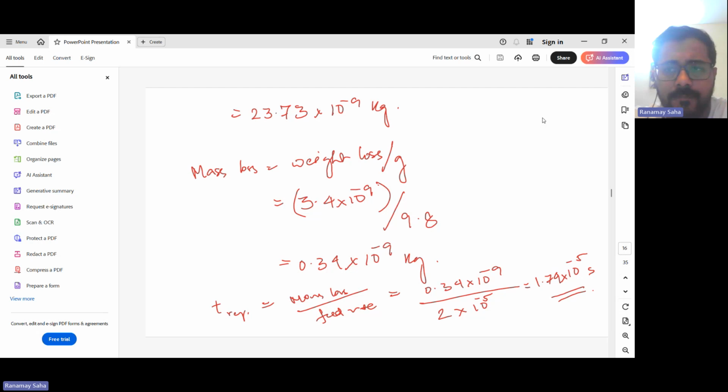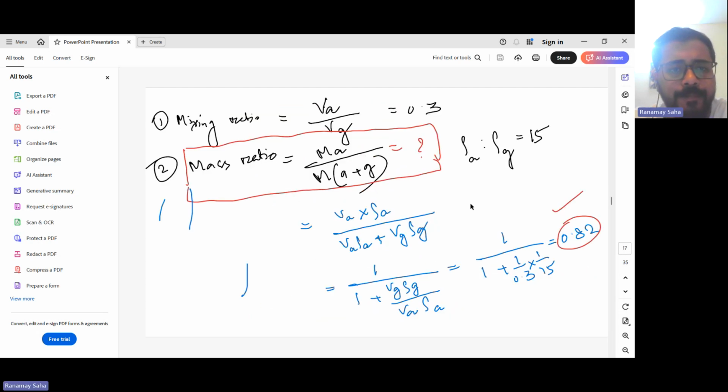Let's move to the next question then. Before that, let's talk about two concepts called mixing ratio and mass ratio in abrasive jet machining, or maybe abrasive water jet machining. Here the mixing ratio is the volume of abrasives to the volume of gases, or maybe water in case of water jet machining. And the mass ratio is given by the mass flow rate of abrasives to the total mass, that is abrasives plus the gas or fluid, whatever is there.